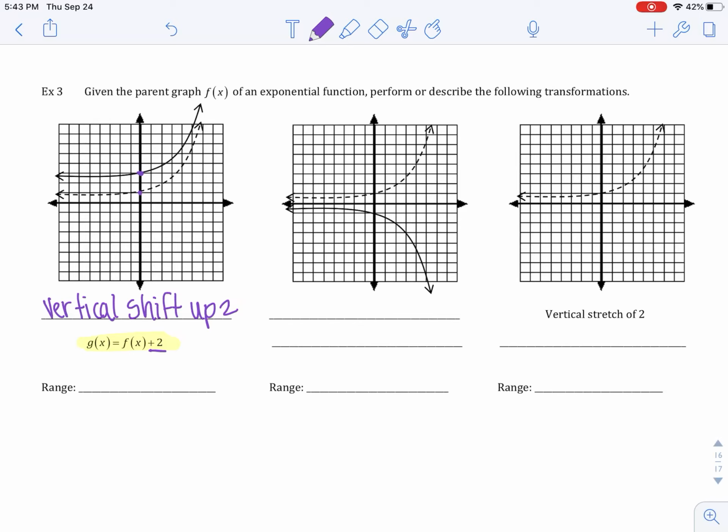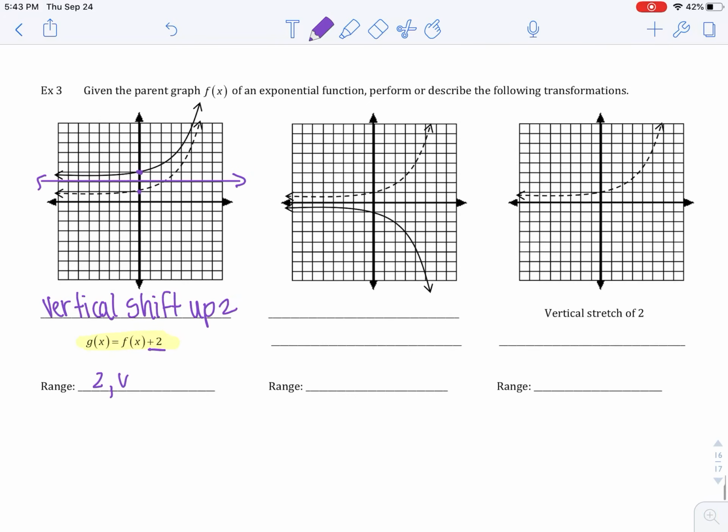So remember, range has these asymptote lines that it's never going to pass. So that curve will never hit that line. And that purple line is at a height of 2. And that curve is above it. So that means it's going to go to infinity. And remember, exponential functions never have brackets.